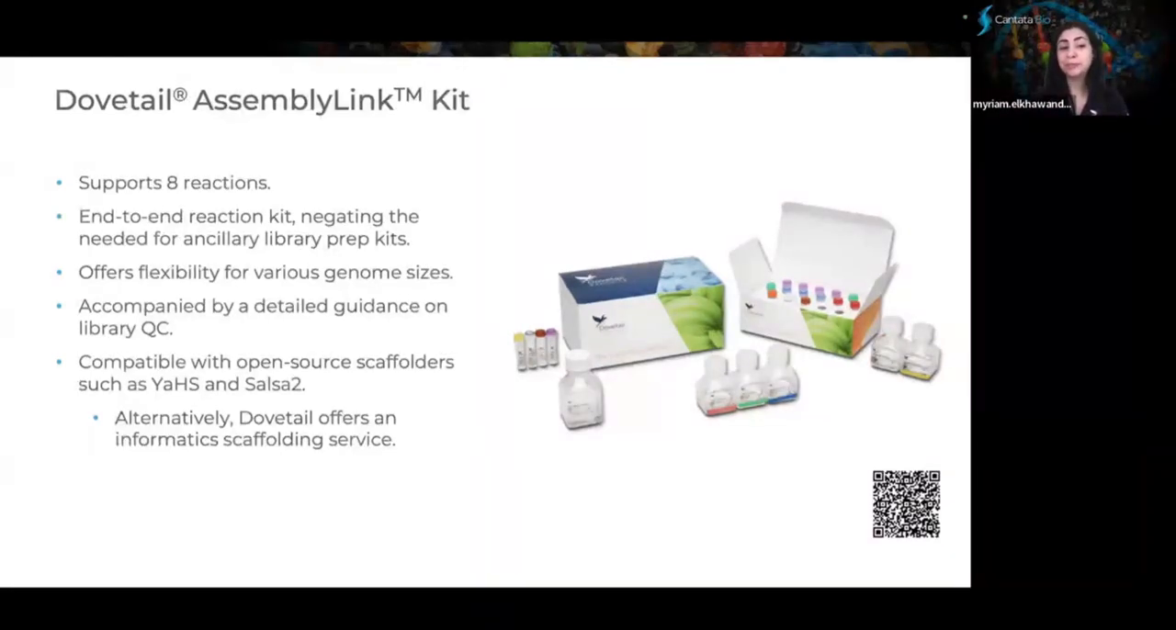The kit is also accompanied by detailed guidance on library QC, so you're able to assess the quality of the library you're generating based on, again, standard Hi-C QC metrics. The data is compatible with open source scaffolders such as YaHS and SALSA2. Alternatively, Dovetail also offers a scaffolding service, the HiRise scaffolder pipeline, that is also compatible with the AssemblyLink data. And I've added to this slide the QR code for the product page if you wish to learn a little bit more about the AssemblyLink assay and kit.